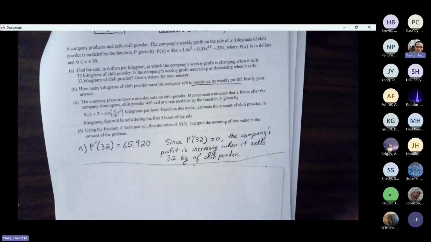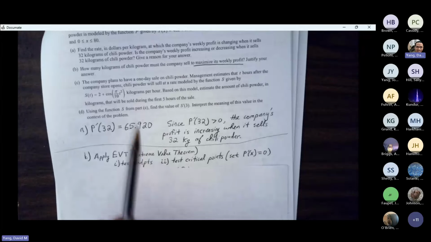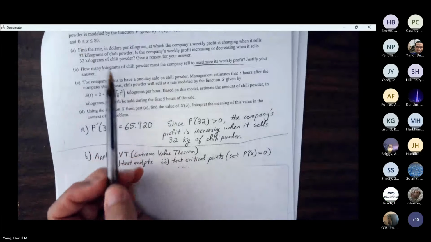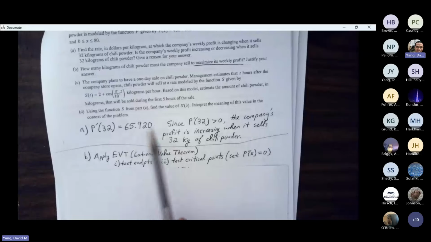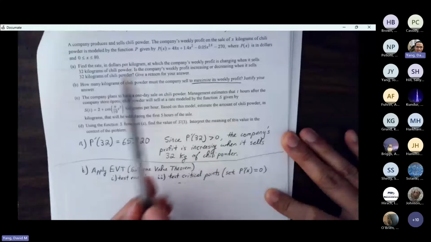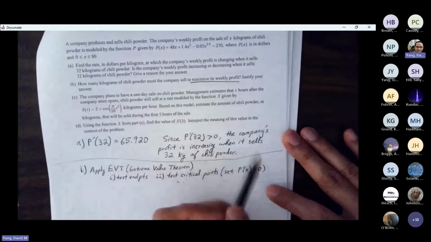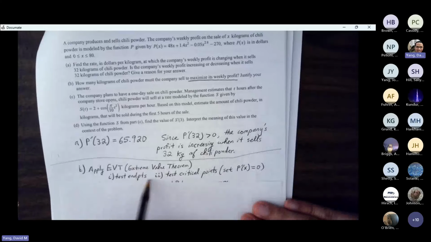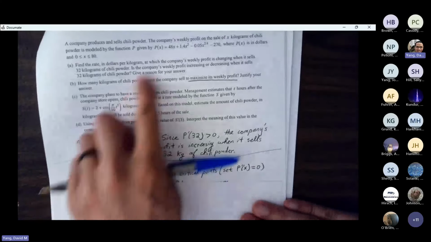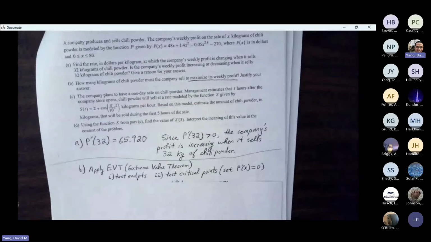Okay, so if we think about extreme value theorem, we think about how we want to include our endpoints, and we know the endpoints will be 0 and 80. And then we also need to find critical points, and that is where we set P prime equal to 0. We plugged 32 in for P prime, but now we're going to set P prime equal to 0 and find those critical points. Once you find those critical points and the endpoints, we'll insert them back into P of x and compare the values. Highest y value will be the absolute max, and lowest will be the minimum profit.